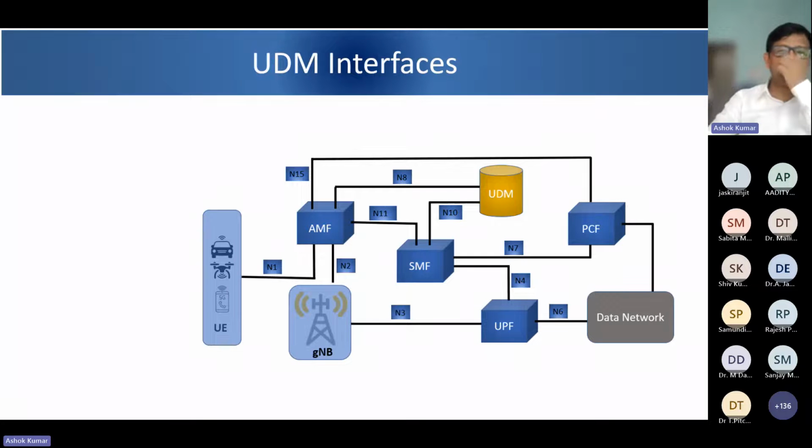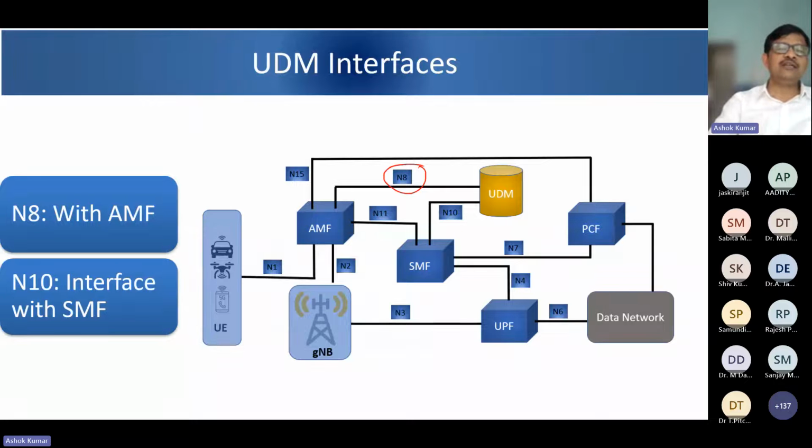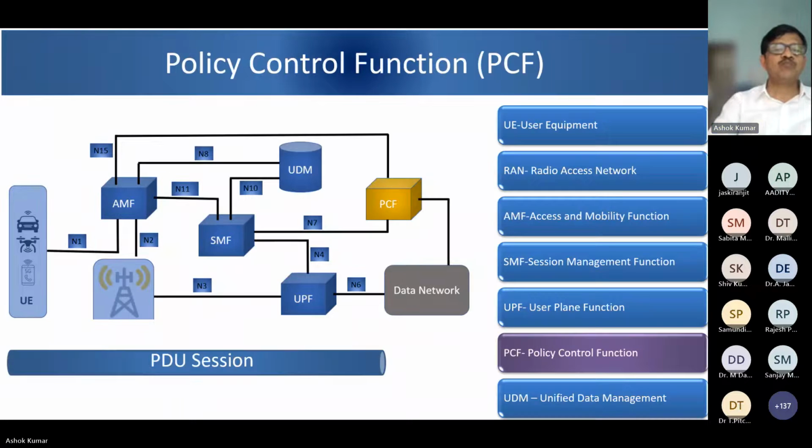So what are the interfaces of UDM? You can see that there is an N8 interface with AMF, just to provide subscription information and also during the authentication and authorization. Then you have the N10 interface with SMF. Right. Now the part one of 5G core.